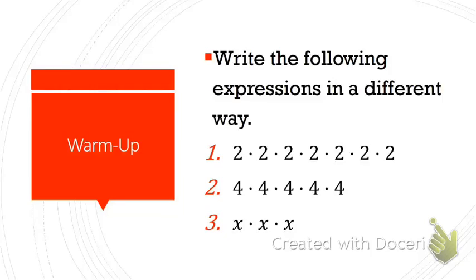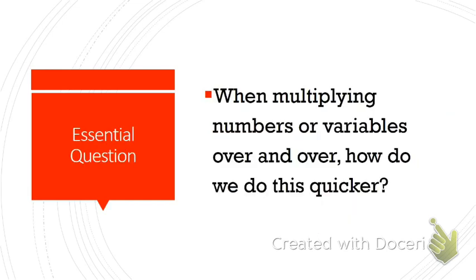All right, so another way to write the first one, 2 to the, how many is there, 7? So 2 to the 7th power. To rewrite the second one, that'd be 4 to the 5th power. To rewrite the third one, x to the 3rd power. Essential question: when multiplying numbers or variables over and over, how do we do this quicker?